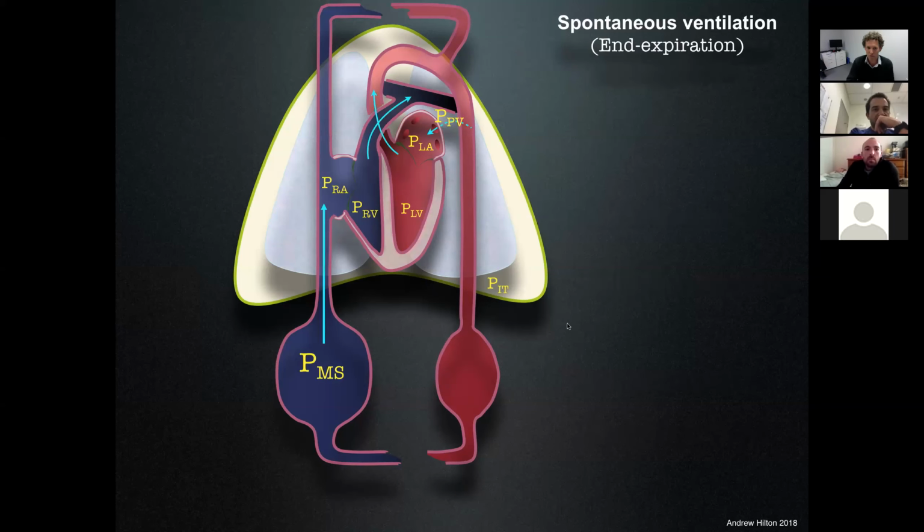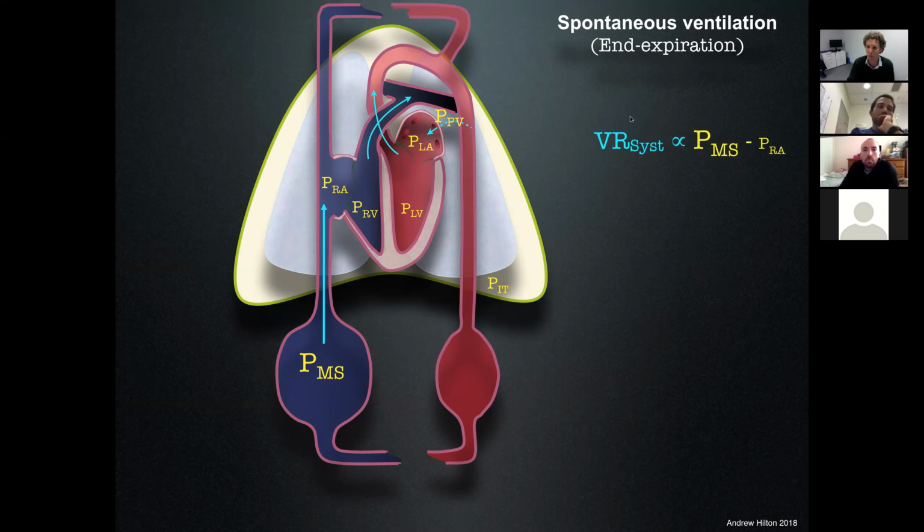At end expiration, we have blood that comes from our mean systemic filling pressure from our IVC into our right atrium, and that's because the pressure is bigger, it's got a bigger P versus your right atrium, and that's how you get blood flowing into your right atrium. You have pressures in your right ventricle that are bigger than in your pulmonary system, which is how the blood can flow out, and that causes blood to come into your left atrium, left ventricle, and out into your aorta, into your systemic circulation. Okay?